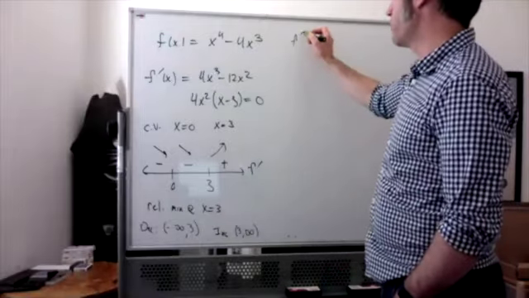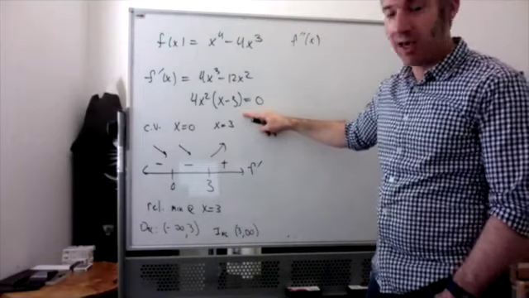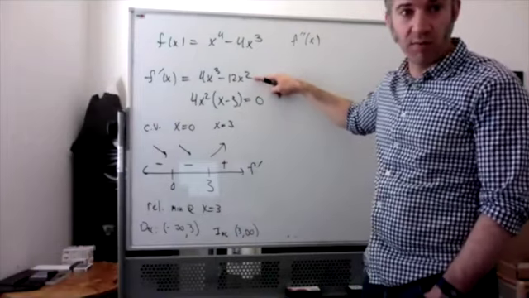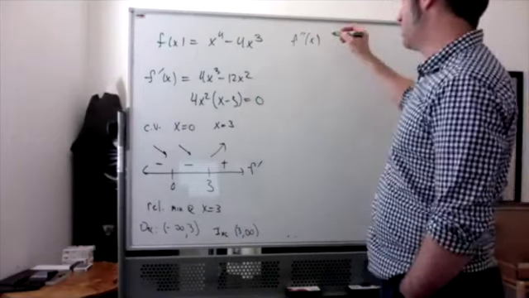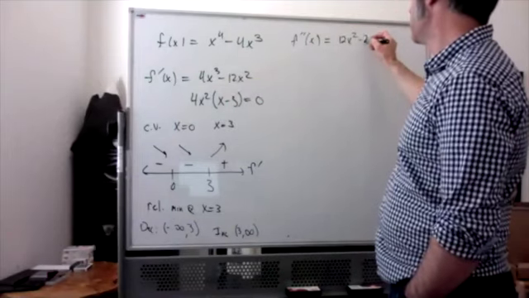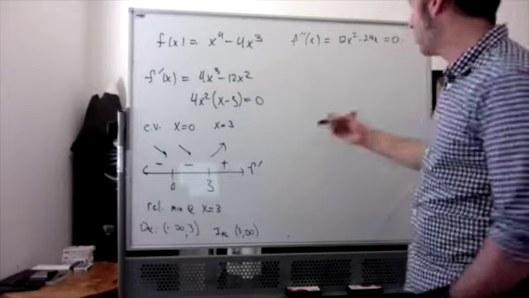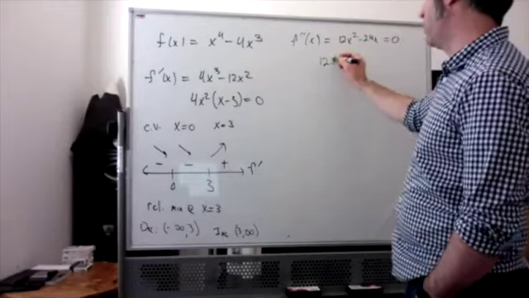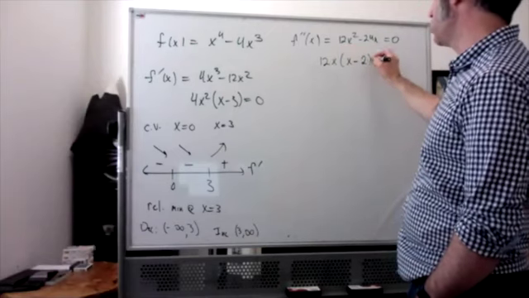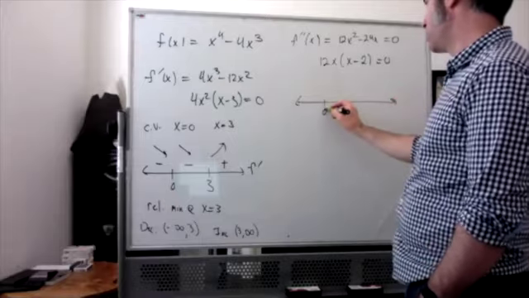So the second derivative here, and again, even though I like the factored form to help me see things, I want to use the unfactored form to take the next derivative. So the second derivative is going to be 12x squared minus 24x. Set that equal to 0 to find the critical values for the second derivative. So I'm going to factor out a 12x. I'm left with an x minus 2. So my critical values for the second derivative are 0 and 2.